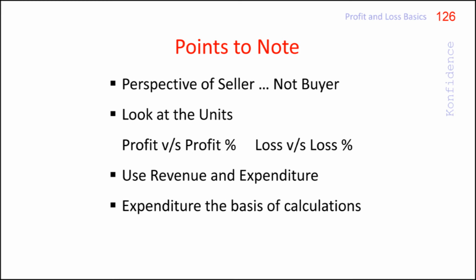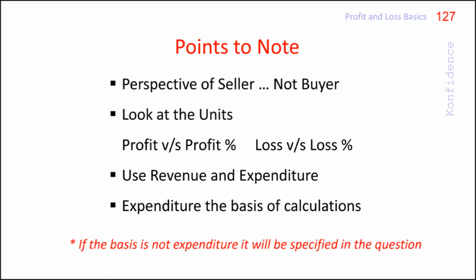Point number 4. Remember that percentage loss and profit are always calculated on the basis of expenditure and not on revenue. Wherever you see profit percentage or loss percentage, it is profit divided by expenditure into 100 and not profit divided by revenue into 100. A variation is possible only if there is special mention. It means if the basis were not to be expenditure, it will be explicitly mentioned in the question.